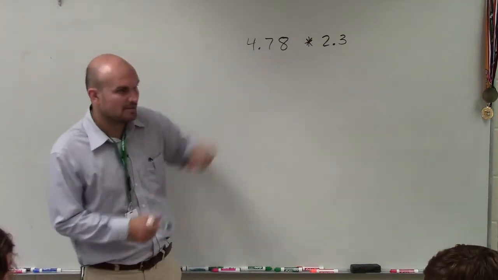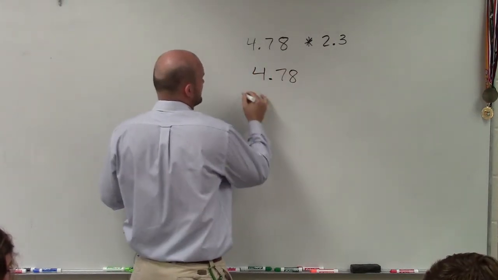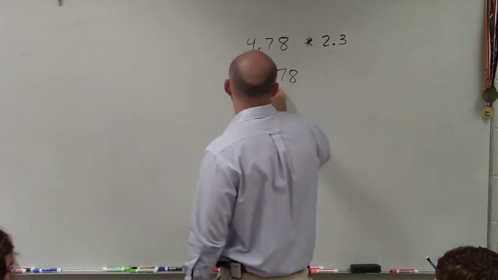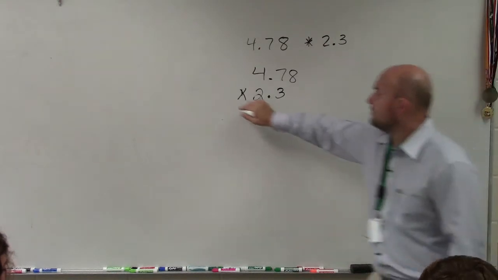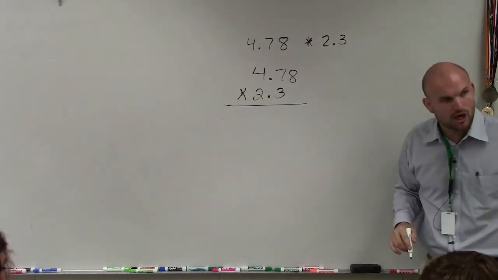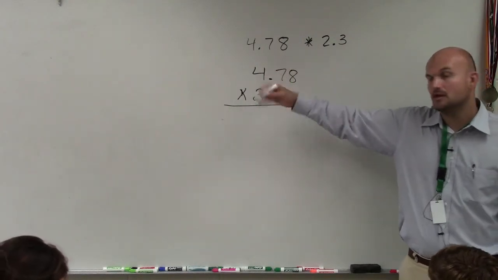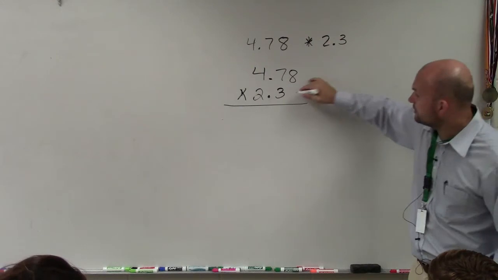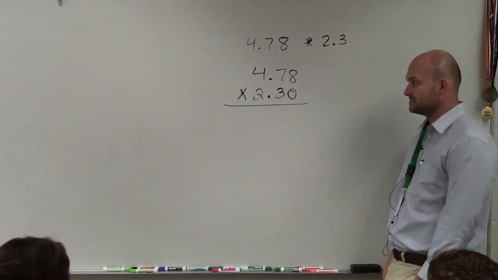So therefore, if I was going to multiply this, I want it to look like this. 4.78 times 2.3. Okay? So always make the smaller number below the larger, and then also align the decimal points. When you align the decimal points, we still have a place value here, though, right? So I'm going to put that in as 0. So you can fill in all those place values with 0.